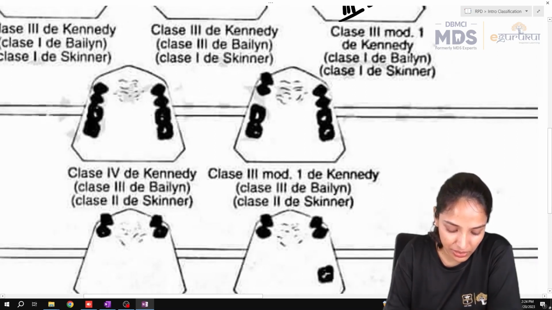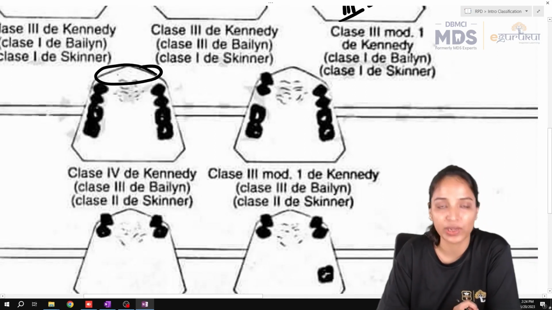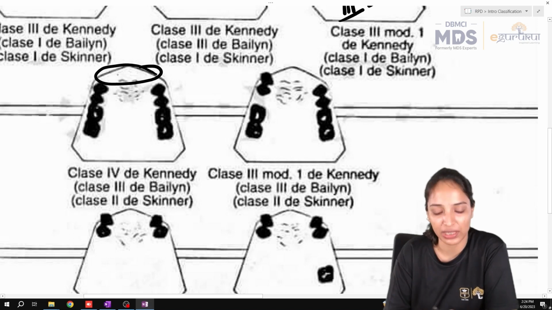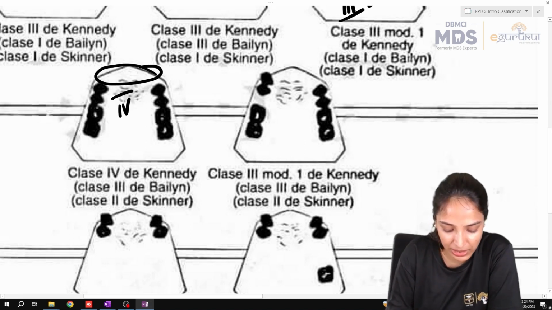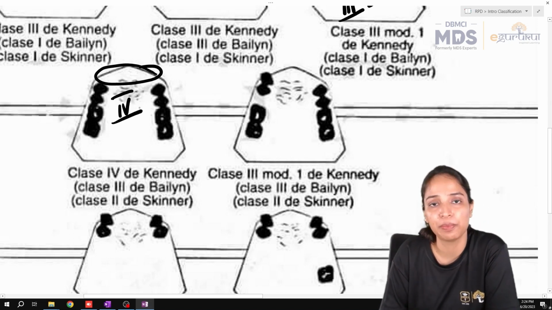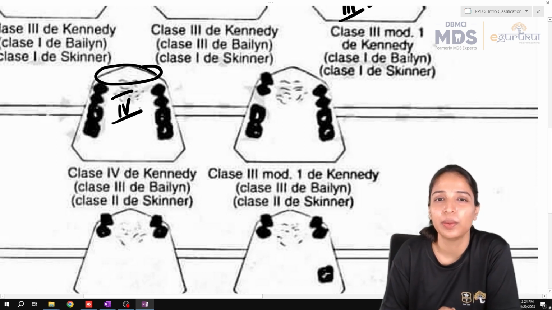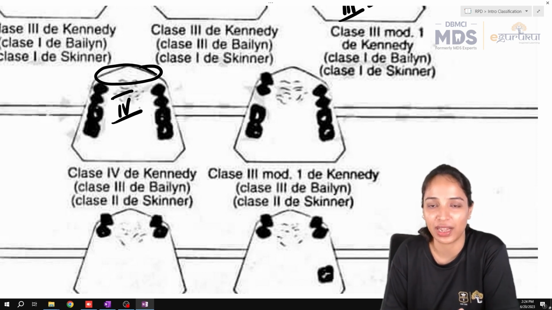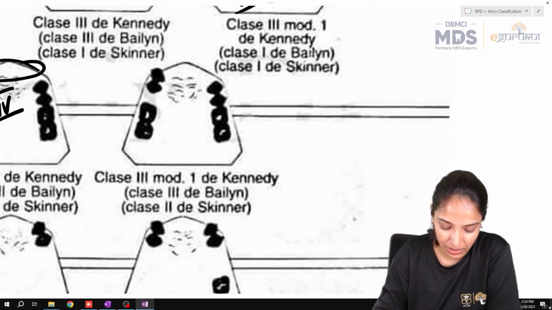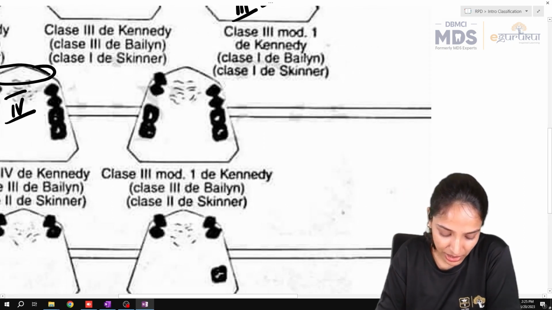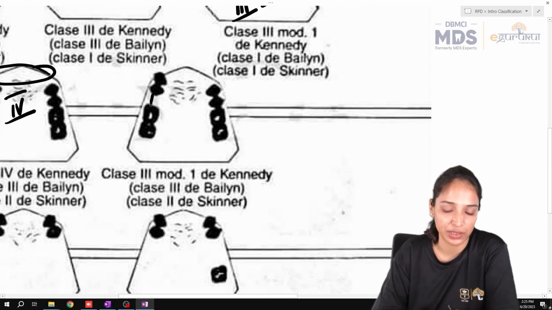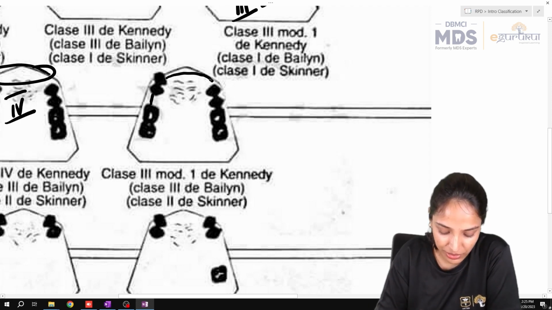Now you can see here the edentulous space is located anterior to remaining natural teeth. Straightforward, it becomes Kennedy class 4. It's a very simple classification to understand. With a little bit of practice, you can get a hang of it. Class 3, because of this posterior space, and then this is the modification space.